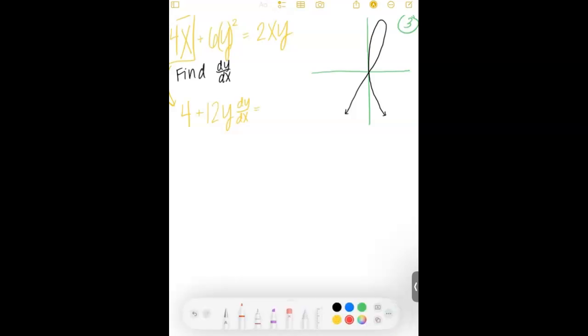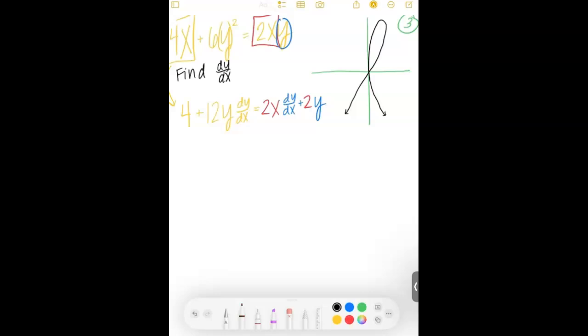Next we have to derive what it equals, and so I'm going to choose to keep the 2x together and the y. So we're going to do first times the derivative of the second, plus second times the derivative of the first. Better to call it 2y than y2.